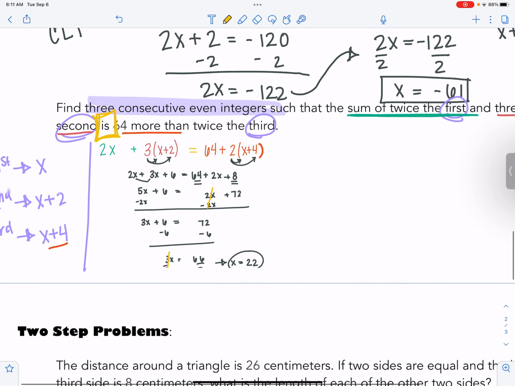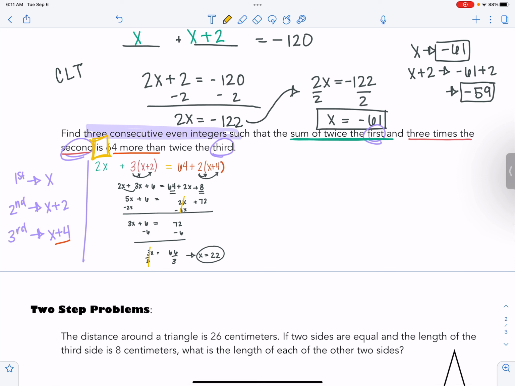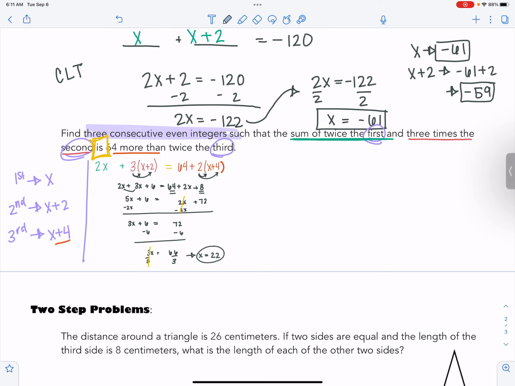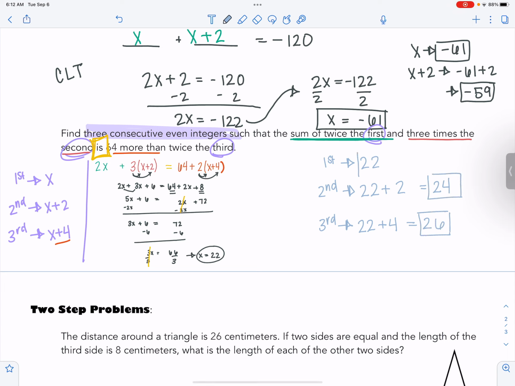And so let's go back and kind of see what was happening. So I found x, which x is the first, and it's the first of 3 consecutive integers. So the first is 22. And so the second is going to be 22 plus 2, which is going to give me 24. And then the third is going to be 22 plus 4, which is going to give me 26. And so my 3 consecutive integers are going to be 22, 24, and 26.